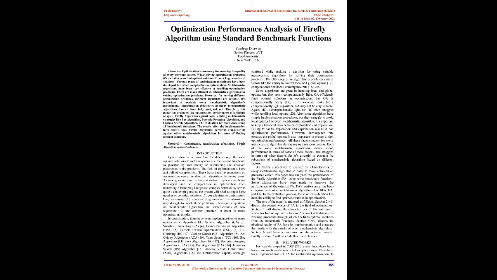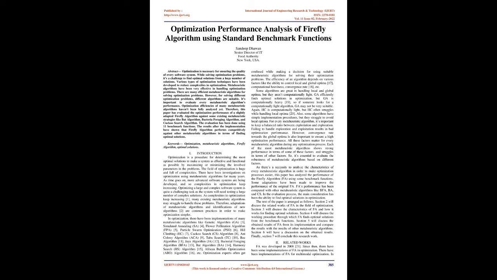In optimization, there have been implementations of many metaheuristic algorithms like genetic algorithm, GA 3, simulated annealing, SA 4, flower pollination algorithm, FPA 5, particle swarm optimization, PSO 6, hill climbing, HC 7, cuckoo search, CS, algorithm 8, ant colony algorithm, ACA 9, tabu search, TS 10, JA algorithm, JA 12, bacterial foraging algorithm, BFA 13, BAT algorithm, BA 14, harmony search, HS, algorithm 15, African buffalo optimization, ABO, algorithm 16, etc. Optimization experts often get confused while making a decision for using suitable metaheuristic algorithms for solving their optimization problems.